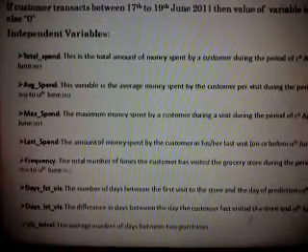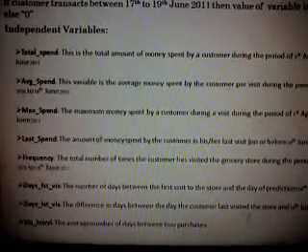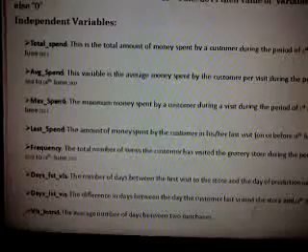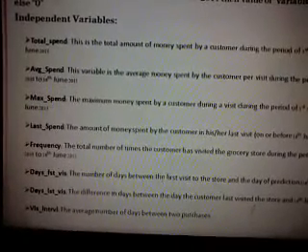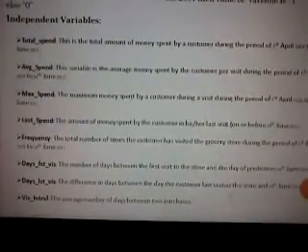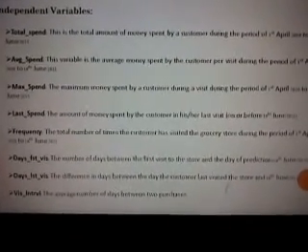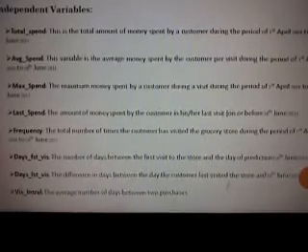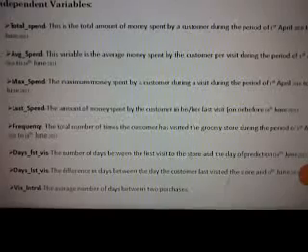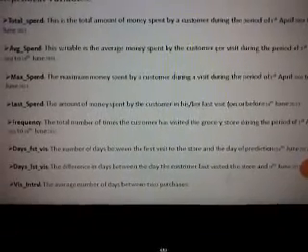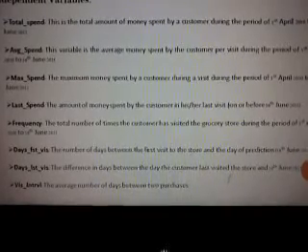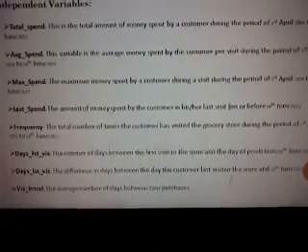Then max spend, that is the maximum money spent by a customer during any visit between 1st April to 16 June. The last spend, the amount of money spent by the customer in his or her last visit. And the frequency, that is the total number of times the customer has visited the grocery store. The days first visit, that is the number of days between the first visit to the store and the day of prediction, that is 16 June. And the days last visit, the difference in days between when the customer last visited the store and 16 June.